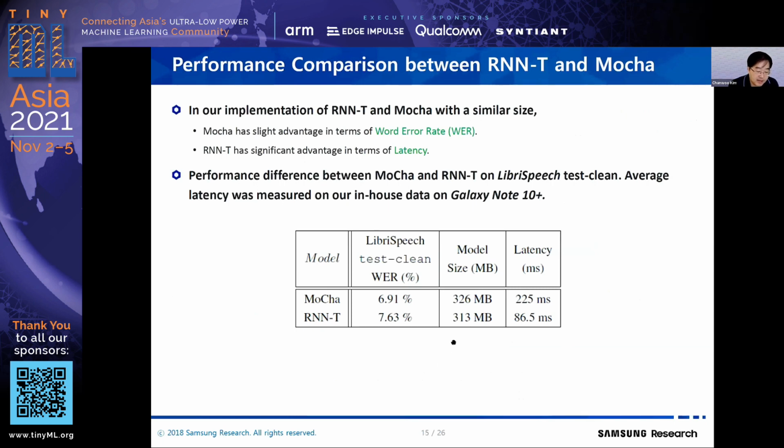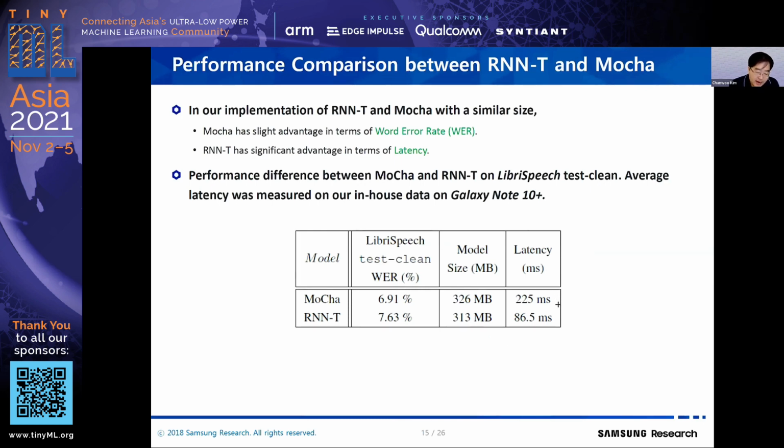And in this page, we compared the two famous techniques. Previously, we talked about the RNN-T based approach and also the MoChA based approach. MoChA is the streaming attention, and RNN-T is a structure including an encoder, a prediction network, and a joint network. We compared the speech recognition accuracy, model size, and latency.